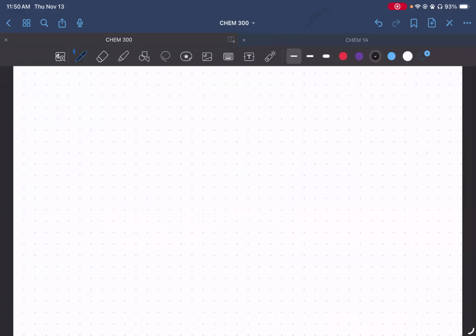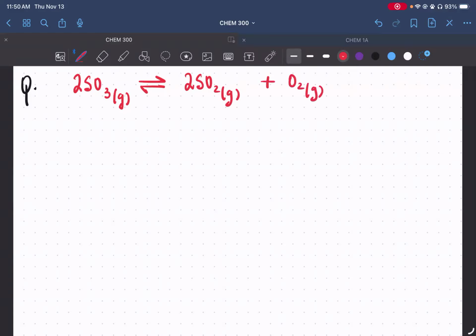So let's see a sample question. This is the reaction that shows the decomposition of SO3 into 2SO2 and O2. I'm going to go ahead and tell you that the equilibrium constant for this reaction is 0.1. The equilibrium constant is unitless, so it is just a number.